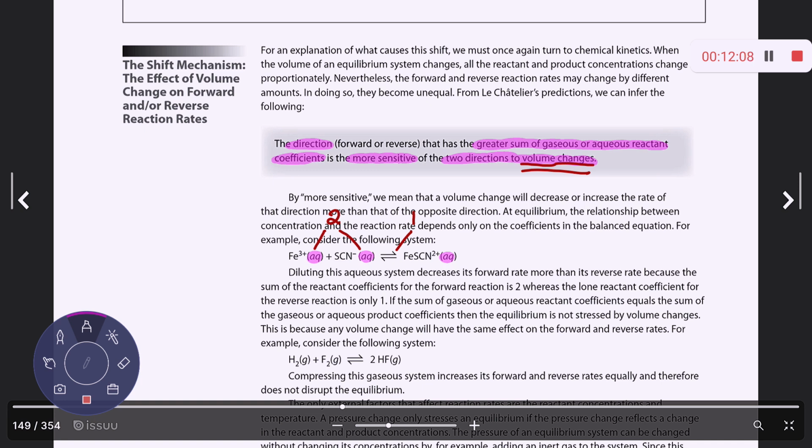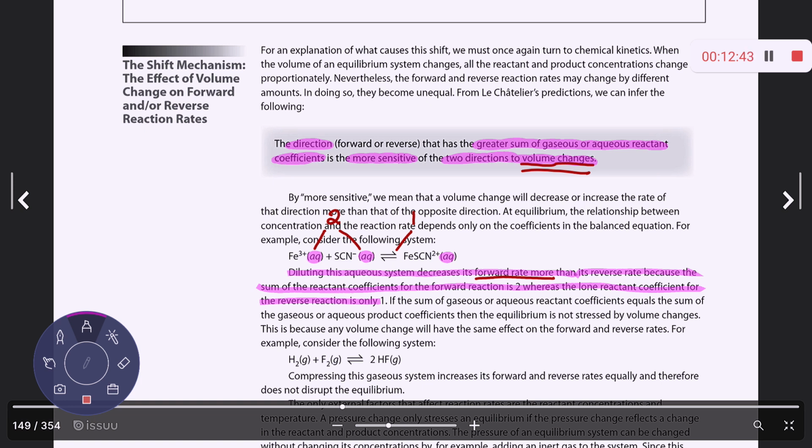Agreed? Okay. So diluting this will actually decrease the forward rate more than the reverse rate, because the sum of the coefficients for the forward reaction is 2, and you have 1 on the product side. The reverse reaction only has 1. Okay, so anytime you make the volume bigger, the rate will slow down. It's just a matter of which one is going to slow down more. Okay, so just count the coefficients for something like that.